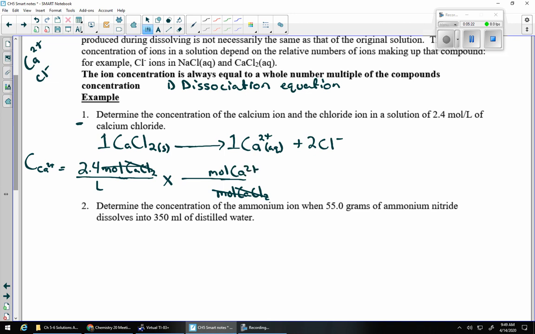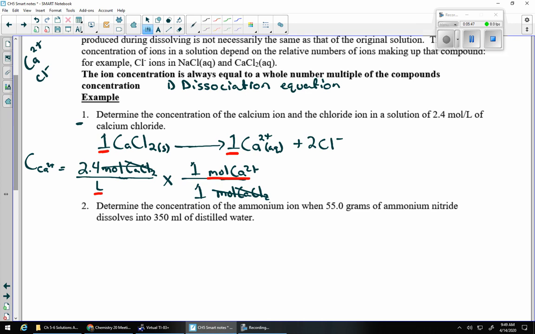I'm really thinking about these units, and we know that this is a 1-to-1 ratio. So looking at this, it is 1 mole of calcium for every 1 mole of calcium chloride. So now if I were to look at the units that I have left, I have moles of calcium per liter, which is exactly what I want. I want the concentration of the calcium ions.